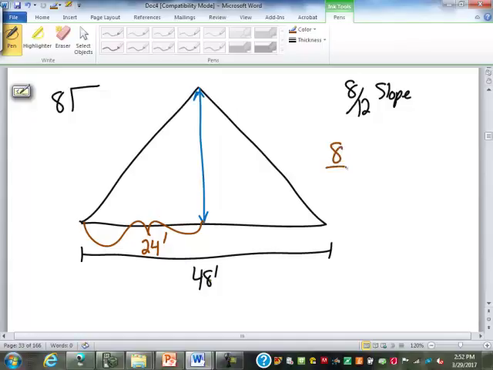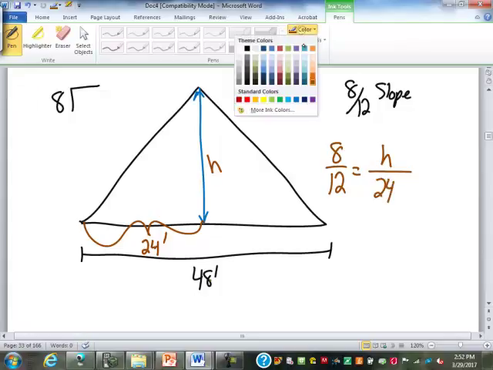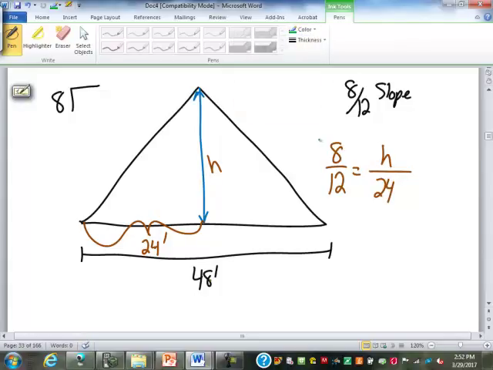So now we've got our 8/12 slope. What we're looking for here, the height, is the rise. So it's going to be the height over the run of 24. You got it. We cross multiply and divide. 8 times 24 divided by 12 is 16. So that height is 16 feet. Okay.